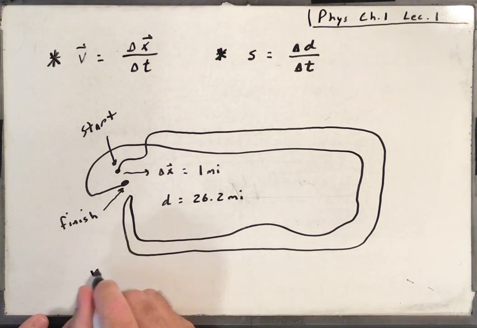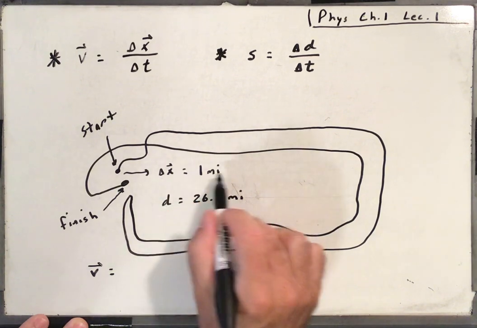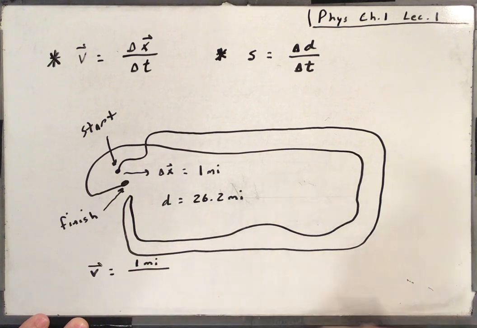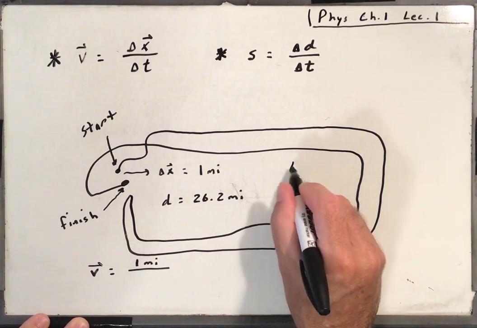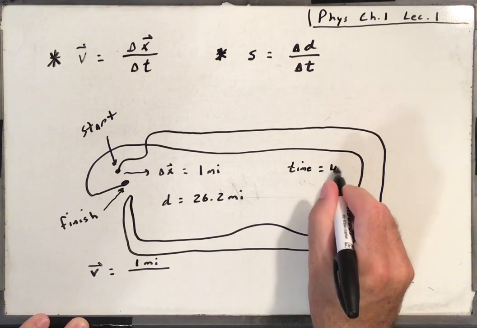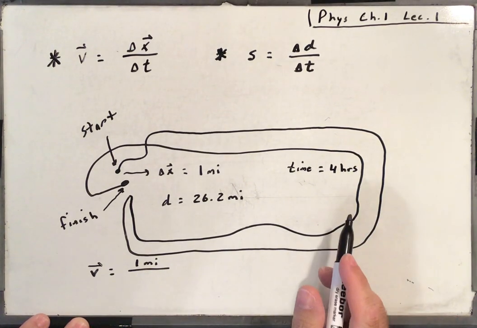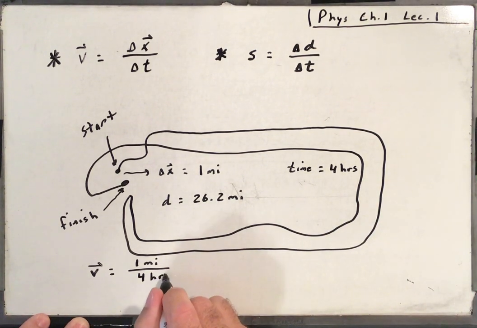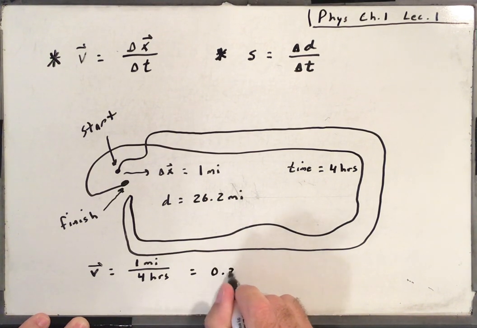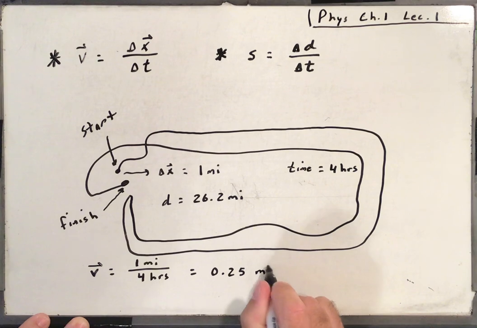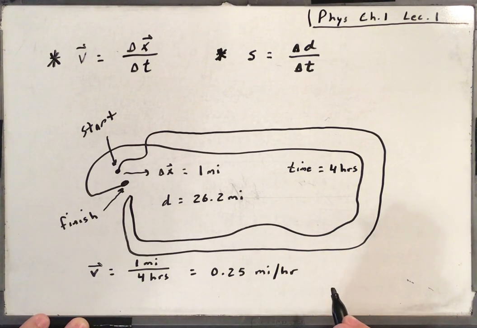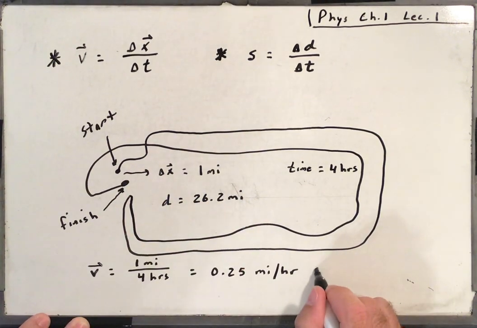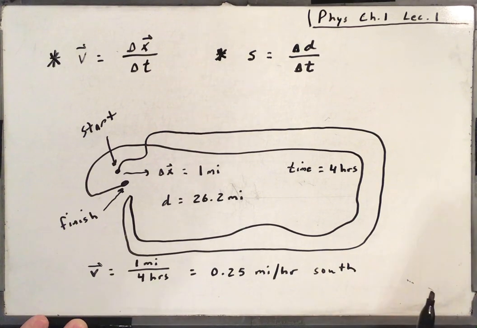So velocity is going to be the change in displacement over the change in time, which is 1 mile over, let's say it took 4 hours. I think I ran my first one in 3 hours and 50 minutes, but we'll go with 4 hours. So 1 mile over 4 hours. That's going to be 0.25 miles per hour. All right, that's our vector information, and it's roughly south, the way I drew it there.